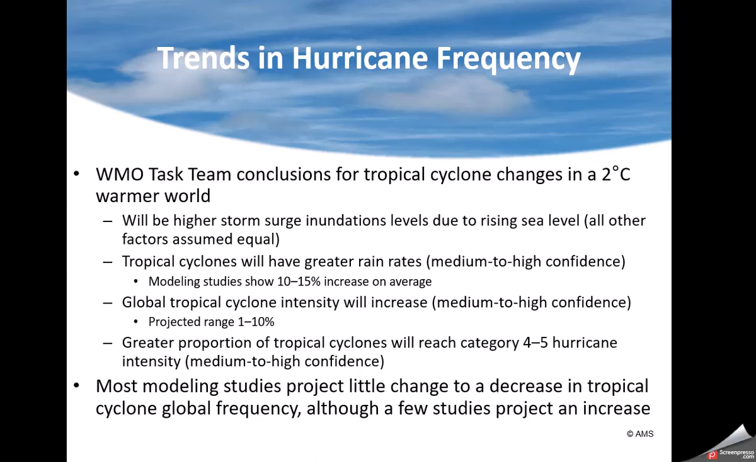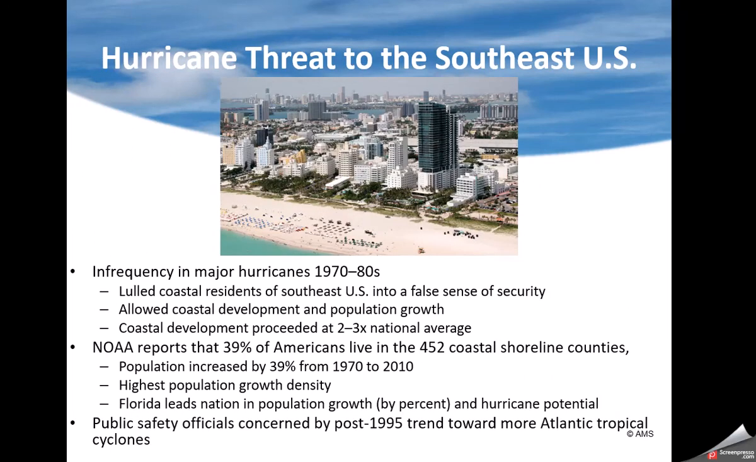And these are the conclusions from the World Meteorological Organization of what happens if we continue to warm. We'll have higher storm surges because the ocean will be rising, the sea level. The tropical cyclones will tend to be stronger, but there may not necessarily be an increased number of them, but there may be a greater proportion of them that reach Category 5 hurricanes.